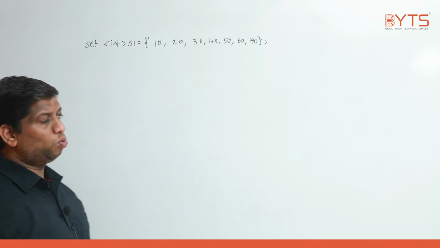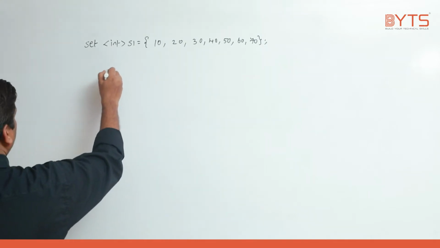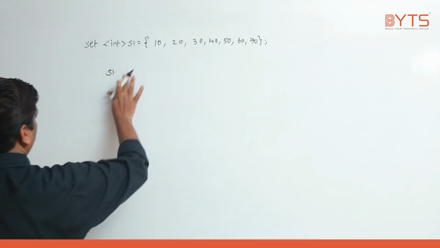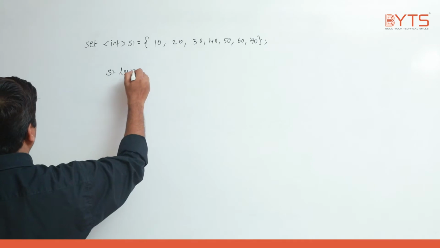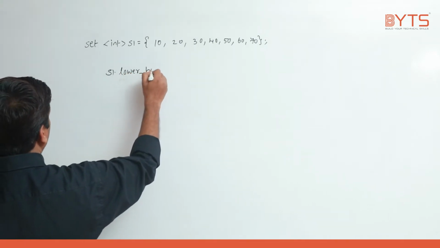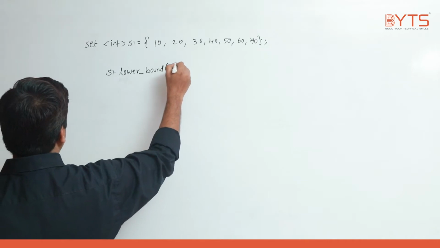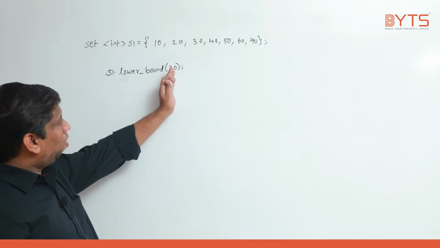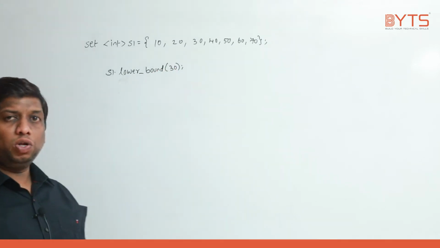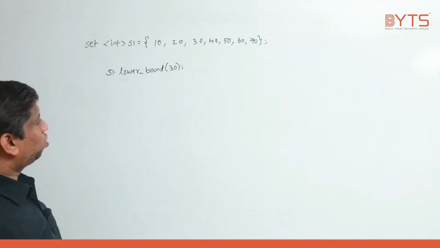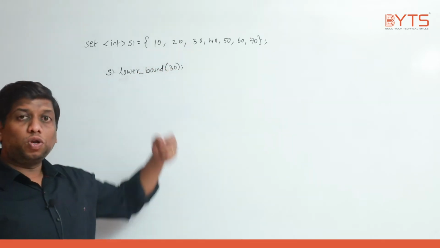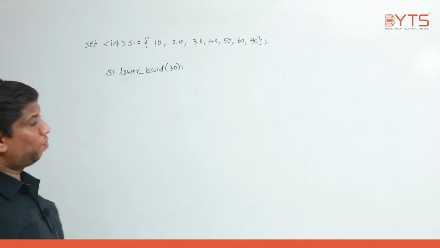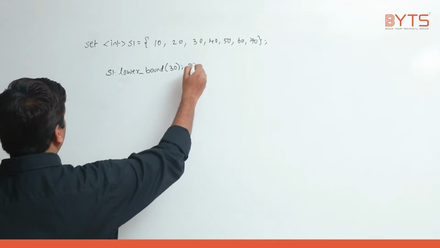Now, what we are trying to do now, we are writing S1 dot lower underscore bound of 30. So, what is the meaning? What it will tell is 30 or its next value. 30 or its next value it will give you. Understand? Now, 30 is present here. So, we are going to get what? Equal value or greater than or equal to value. So, what we are going to get here? 30. Why? Because 30 is present here.